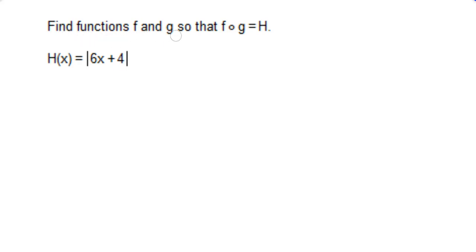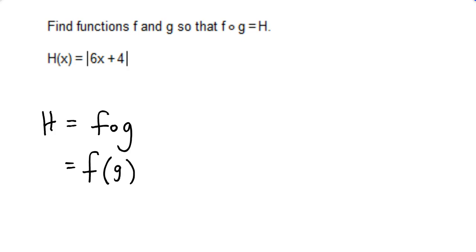Find functions f and g so that f composed with g equals h. h of x equals absolute value of 6x plus 4. So we want h to be f composed with g. What that means is that we want to be substituting a function g into a function f. So one function is inside of another function.